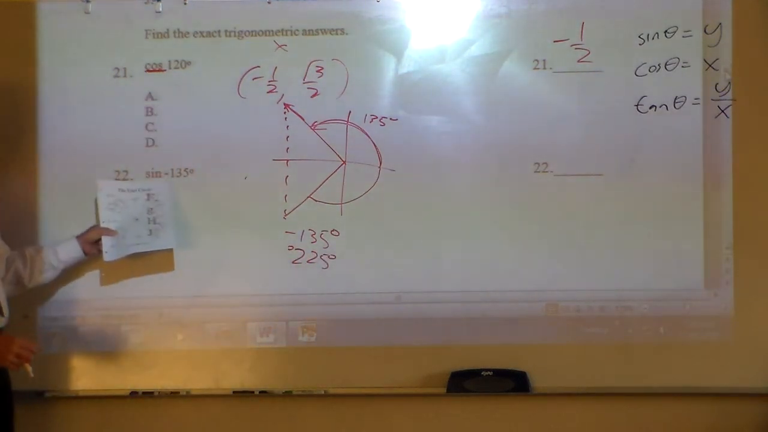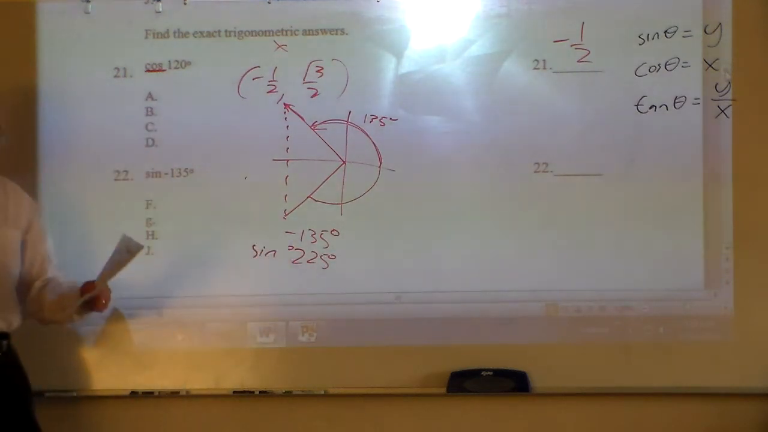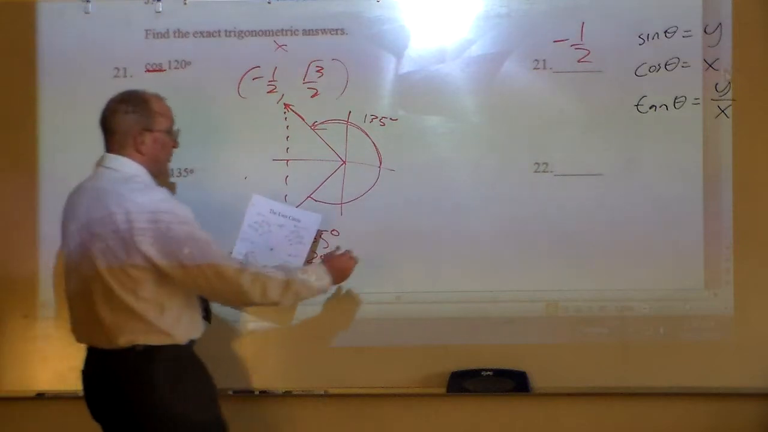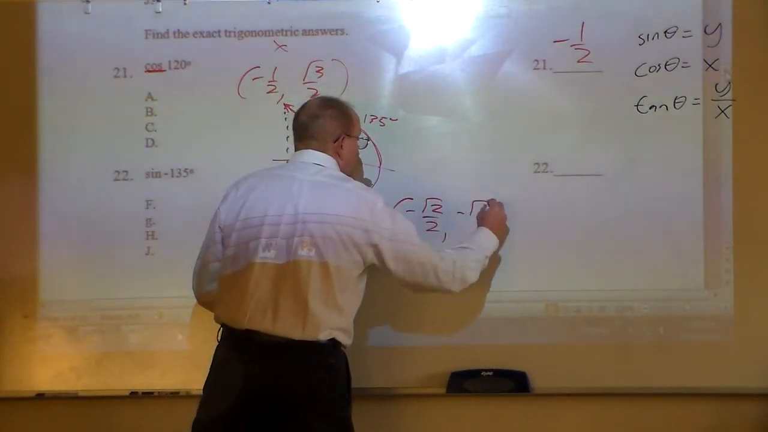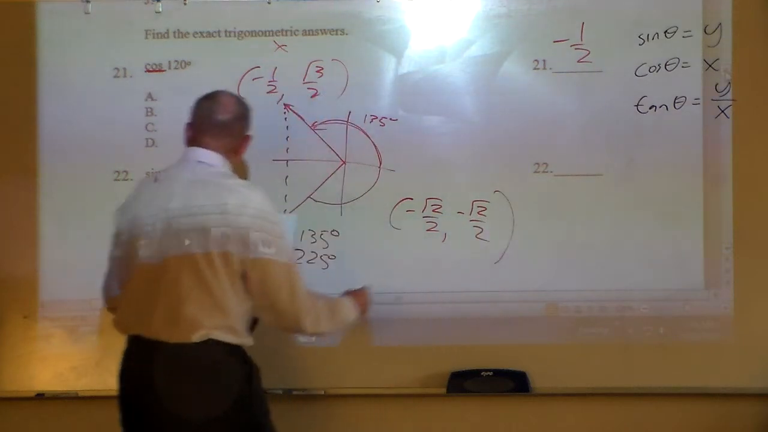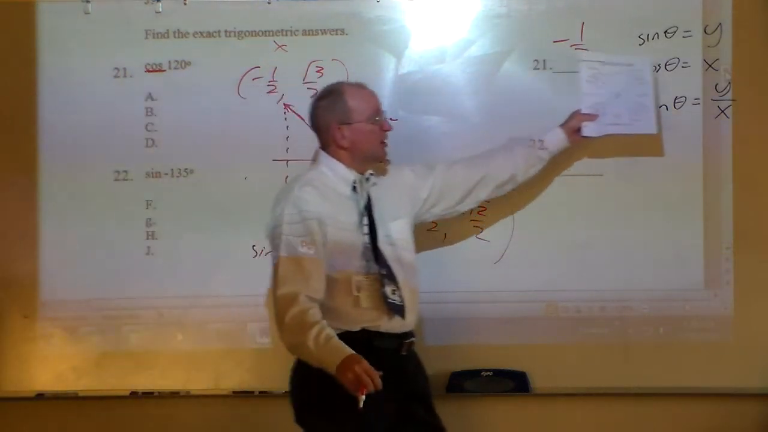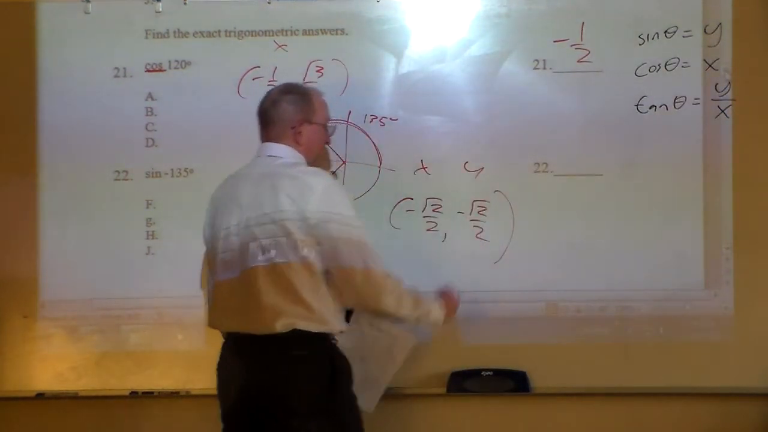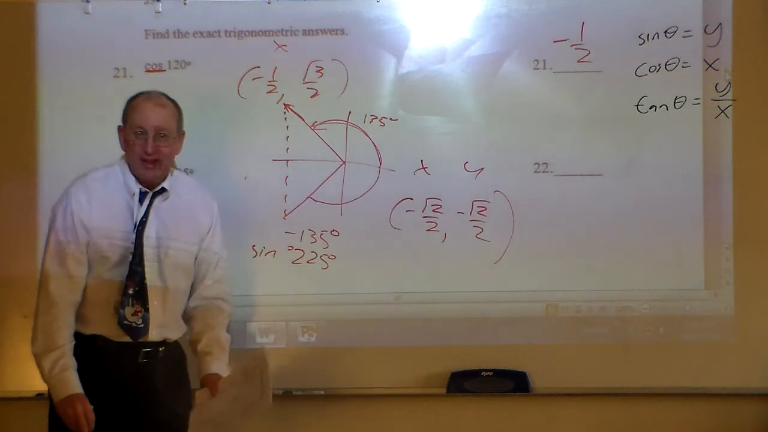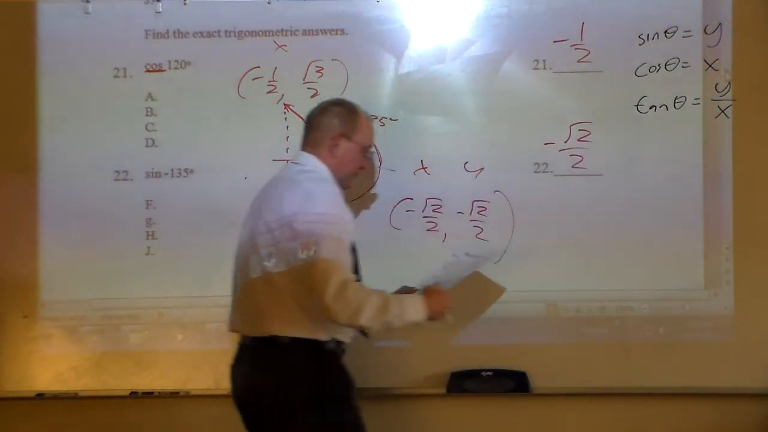So the sine of negative 135 is the same as the sine of 225. And at 225, we have the point negative square root of 2 over 2, negative square root of 2 over 2. We are asked to find sine. So go back over here. Sine is which letter? Y. This is X, this is Y. Didn't really matter on this one, they're both the same. So the answer is negative square root of 2 over 2.